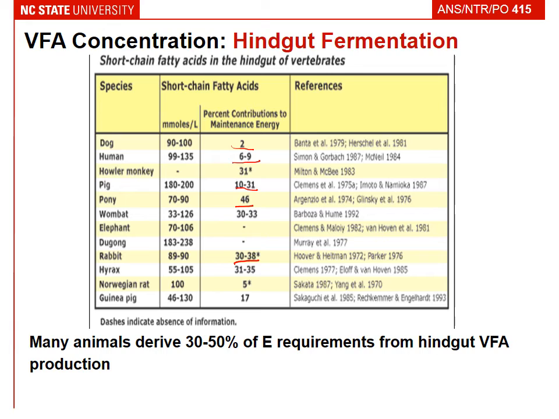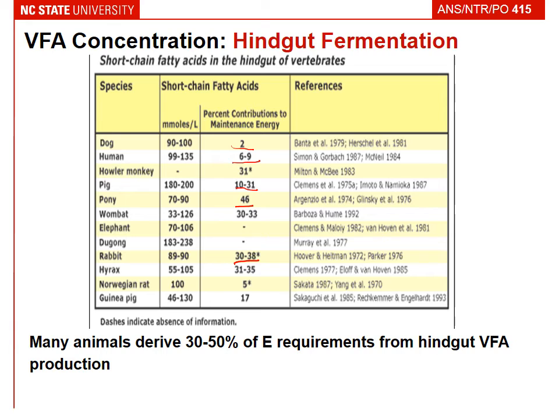And coming up pretty close is the humans. You and I, we are not very efficient at our volatile fatty acid absorption. So our colon, our hindgut, is just not long enough. So we can only meet about 6 to 9% of our energy requirements through the assistance of microbial fermentation.